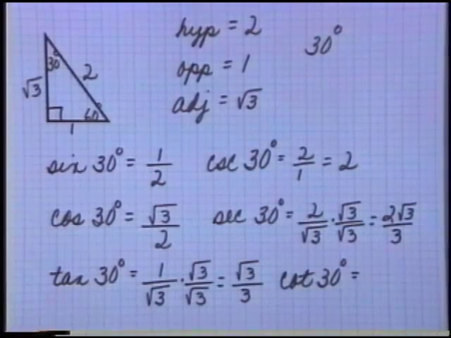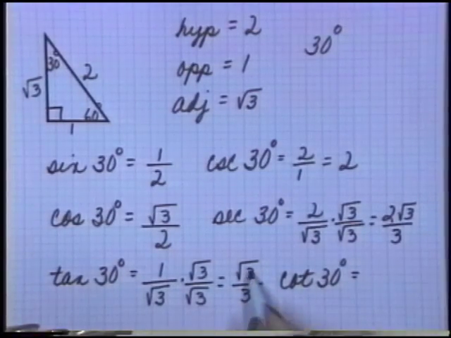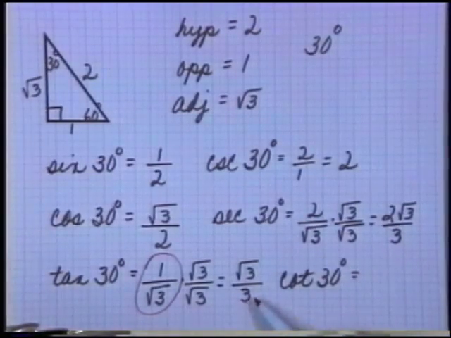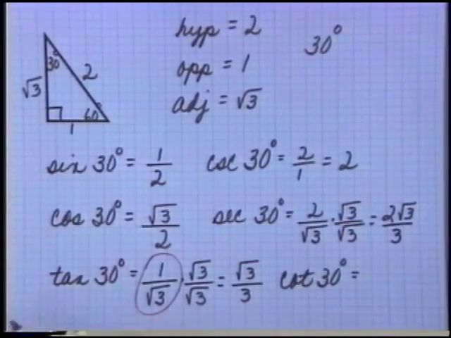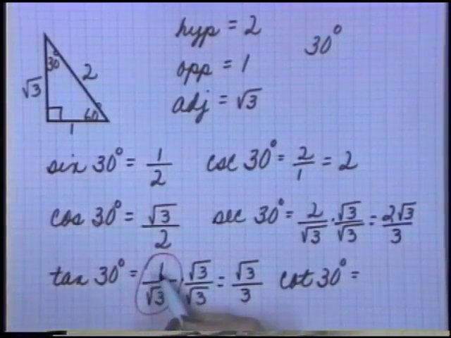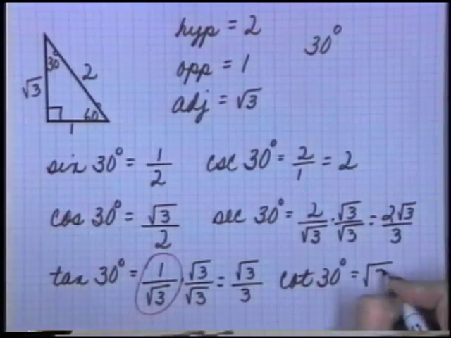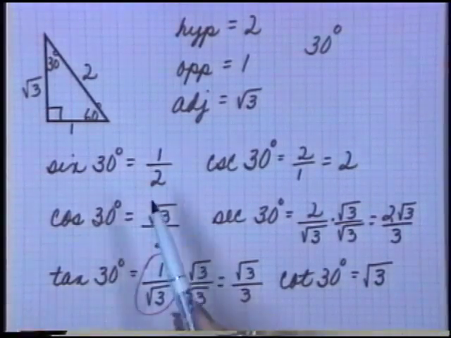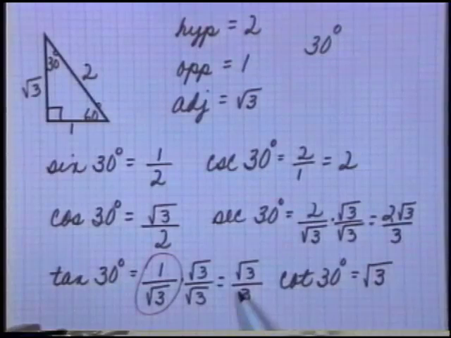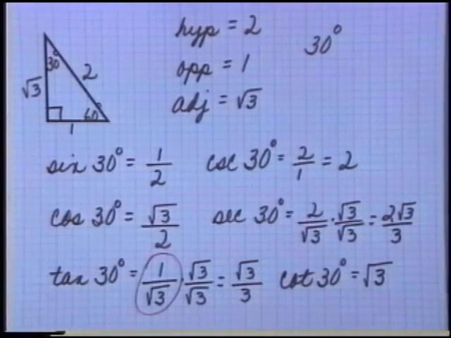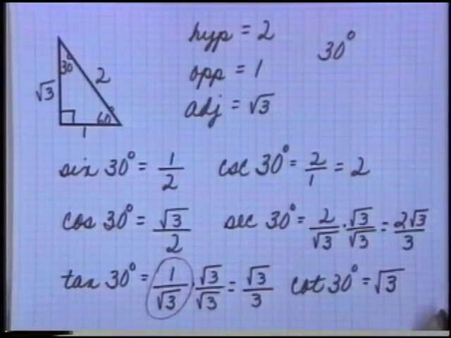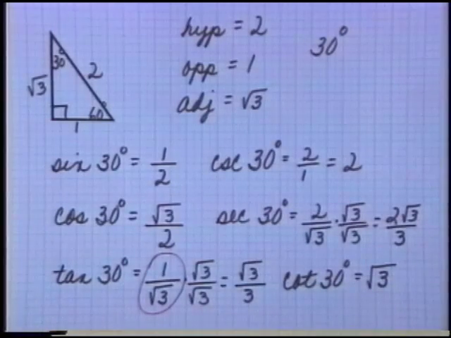Now, we could use the reciprocal of the square root of 3 over 3, but we know that the square root of 3 over 3 is just the rationalized version of 1 over the square root of 3. So for our purposes, it would be easier just to find the reciprocal of 1 over the square root of 3, which is the square root of 3 over 1, and of course we don't need to write the 1. So here are your 6 functions of 30 degrees, and I will summarize those in a chart after we've found the functions of 60 degrees and 45 degrees.